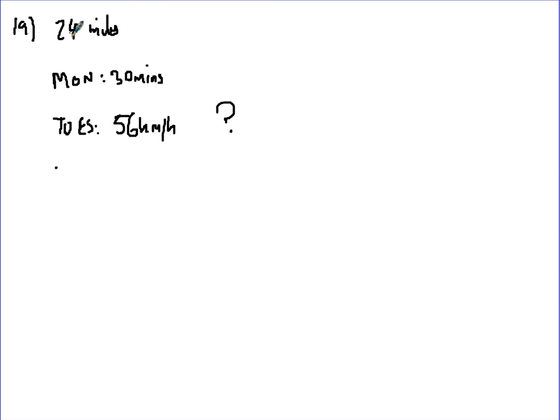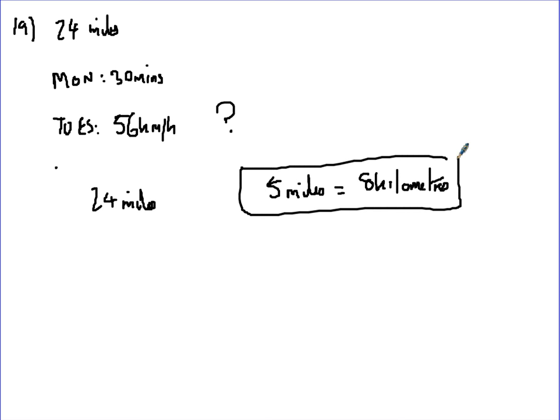Well, if we work out here, we've got 24 miles. Now the conversion you require here is that 5 miles is 8 kilometers. So this is the important fact you need to know. So the first thing we're going to do is say, on a Monday, what's he doing? Well, how many miles per hour is he going? Well, it's 24 miles divided by an hour. Now the time is actually a half hour. So he's actually going at 48 miles per hour.